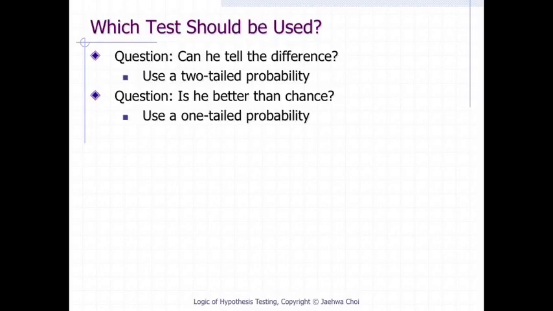On the other hand, if the question is whether Mr. Bond is better than chance at determining whether a martini is shaken or stirred, we would use a one-tailed probability. What would the one-tailed probability be if Mr. Bond was correct on only 3 of the 16 trials? Since the one-tailed probability is a probability in the right-hand tail, it would be the probability of getting 3 or more correct out of 16. This is a very high probability, and the null hypothesis would not be rejected.